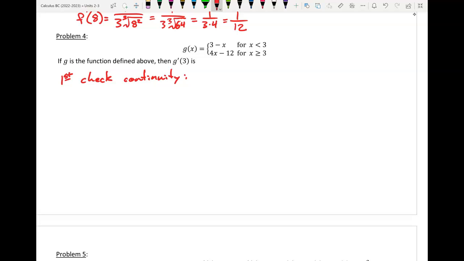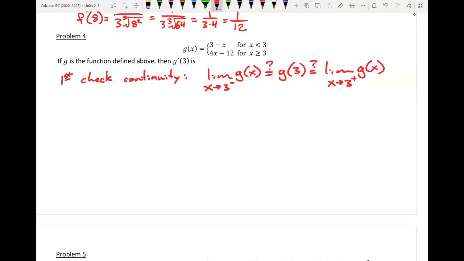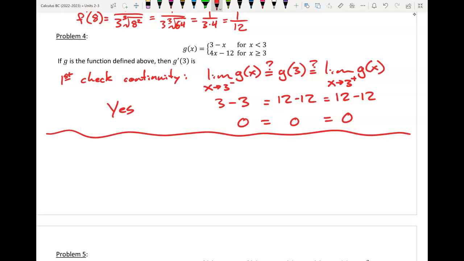So we would say the limit as x goes to 3 from the left of g, is that equal to the value, and is that equal to the limit from the right? Okay? So what do we have? That'd be 3 minus 3. That'd be, what, 12 minus 3? 12 minus 12 and 12 minus 12. What do we have there? 0, 0, and 0. So is it continuous? Yes. So, yes, continuous.